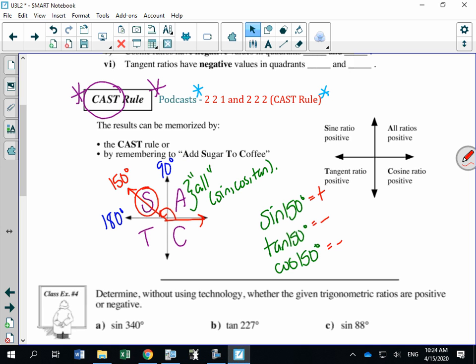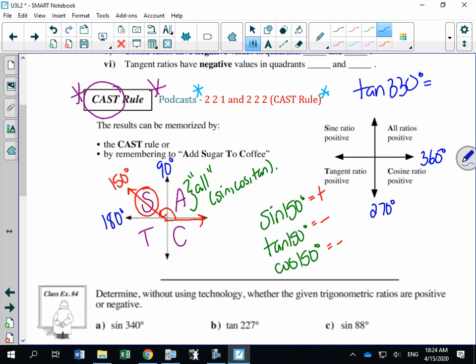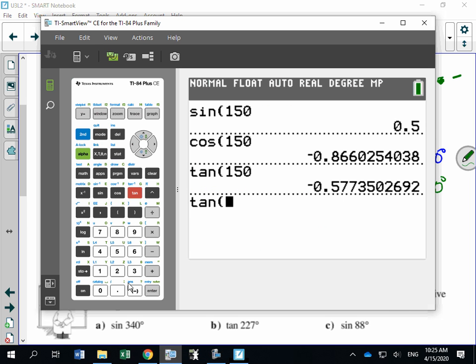Let me give you another example. Let's do 330 degrees, so tan of 330 degrees. Without typing this in your calculator, would tan of 330 degrees be positive or negative? You'd say, okay, where's that terminal arm? Here's 270, here's 360, so tan of 330 degrees would be right about here. According to my CAST rule, I am now in quadrant four. The only ratio that's positive in this quadrant is cosine. That's the only positive one. Therefore, the tan of 330 degrees should be a negative number. So let's check. Tan of 330 degrees, according to my CAST rule, and I'm right, it's negative.